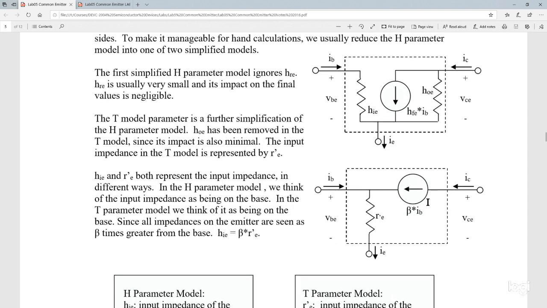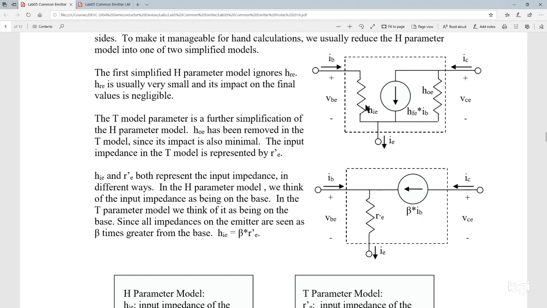Now a variation on that is something called the T model, or the T parameter model. The T parameter model is a little different. Basically, we have a current source. This is a dependent current source. The current comes in here, and it gets amplified by this current source and results in a larger current flowing from collector to emitter. So that's pretty much the same. What is different, though, is that this value of R prime E is about beta times smaller than this HIE.